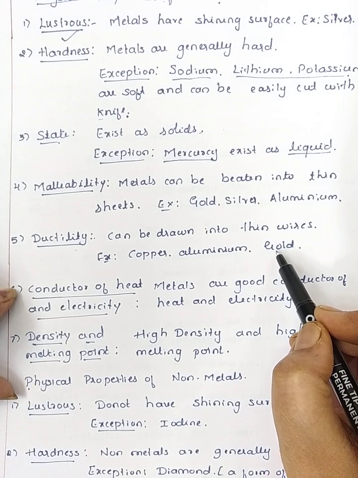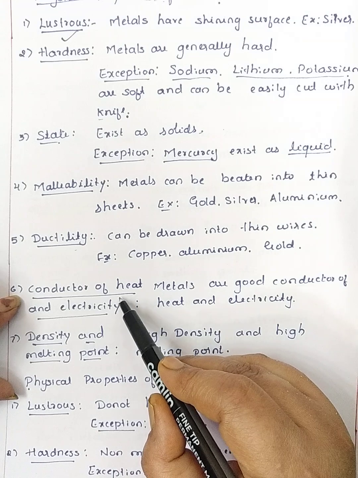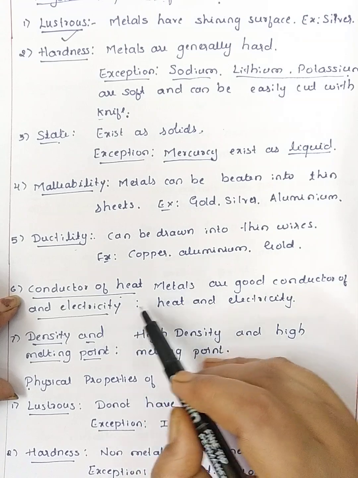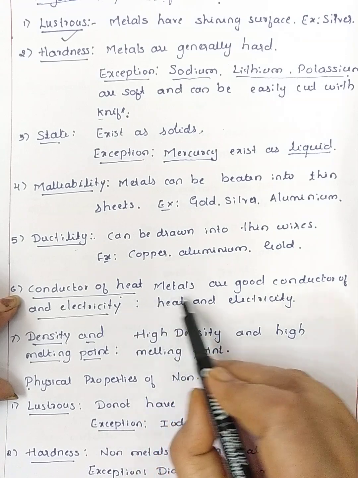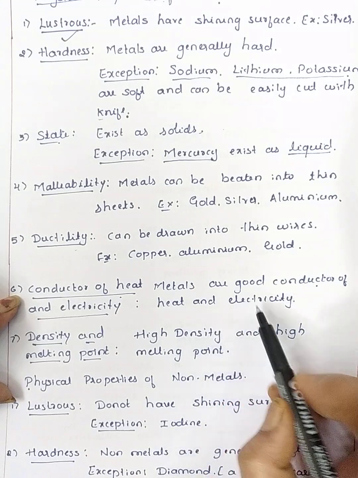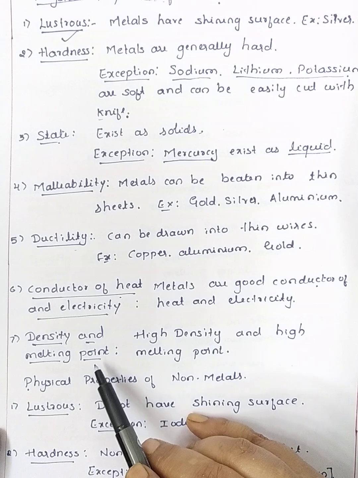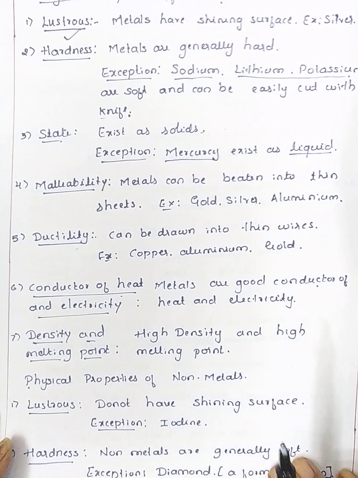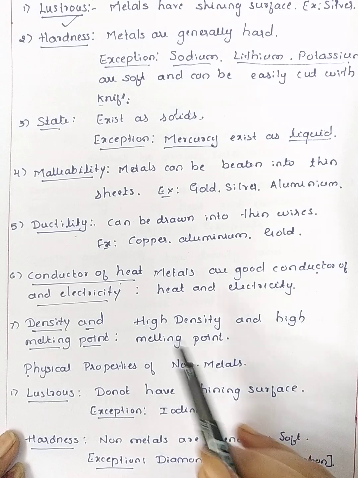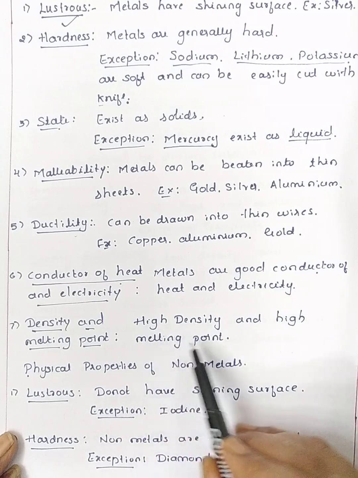The next physical property of metals is conductor of heat and electricity. You know metals are good conductors of heat and electricity. Next one is density and melting point. Density means heaviness. You know what density is? The density of metals is high.